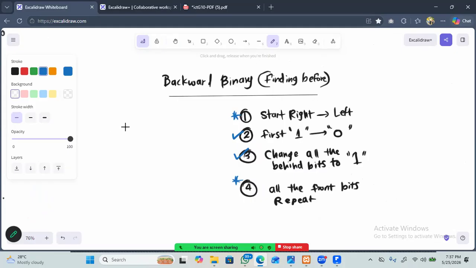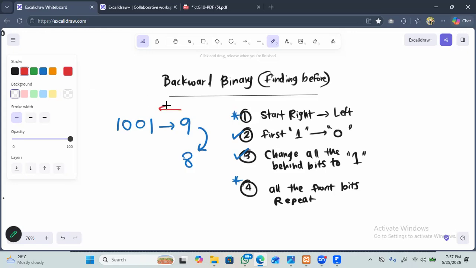So, this is my example. I am going to find the number 8 now. This is number 9, as in my earlier example. So the number before 9 should be what? Number 8. Now, how do we convert this? Starting again from right to left. That is not changing.